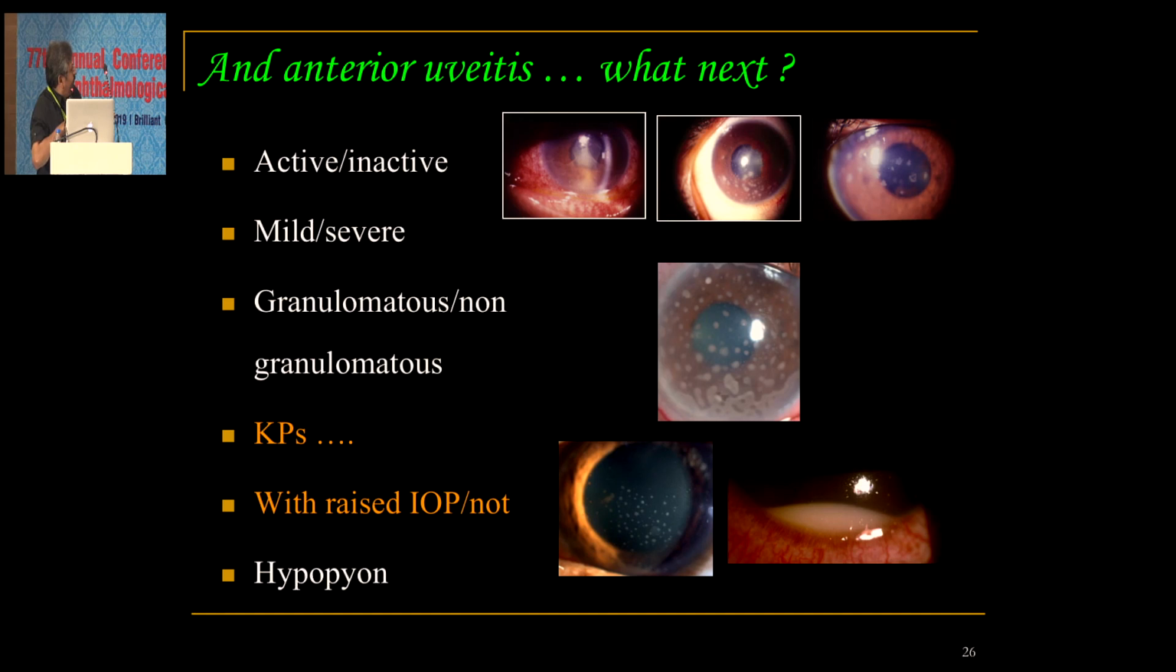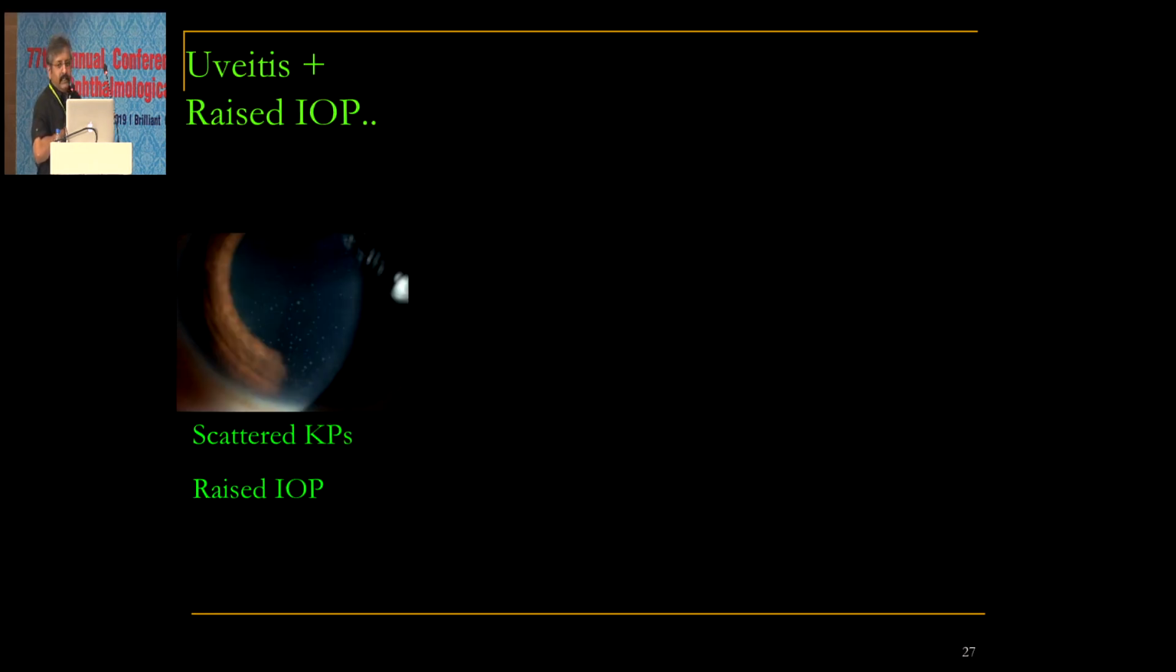So active or inactive, granulomatous, non-granulomatous. More importantly, the way the KPs are distributed, that is again very important. Look at this. There is another thing that all examiners keep asking you: uveitis in a white eye. Okay, so which are the uveitic conditions in a white eye?